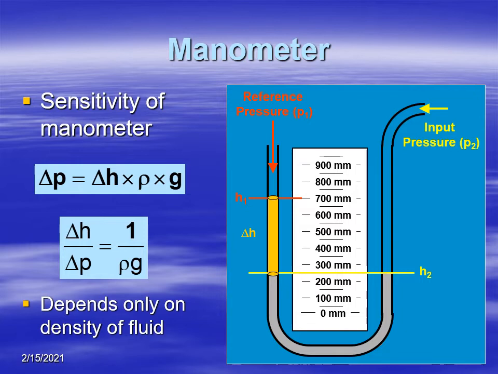So this equation is showing that the sensitivity of a manometer depends upon the density of the fluid that you're using and gravity. Gravity, for the most part, is constant, so it really does depend a lot on the density of the fluid.